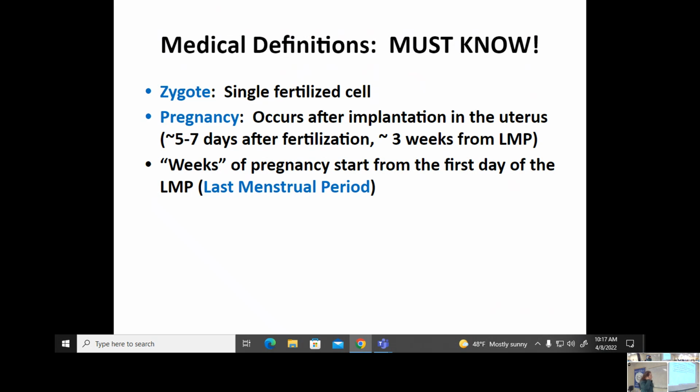A lot of these dates come from this concept of last menstrual period. This was also something I had not thought about much until I actually got pregnant. You go in for your first checkup to have your ultrasound, and they will ask you, when was your last menstrual period?